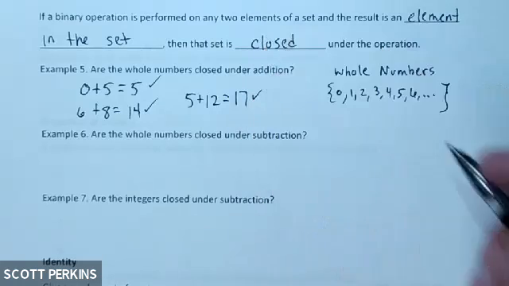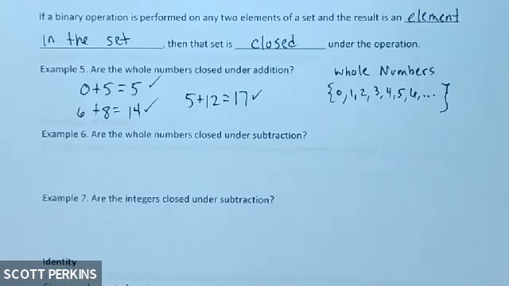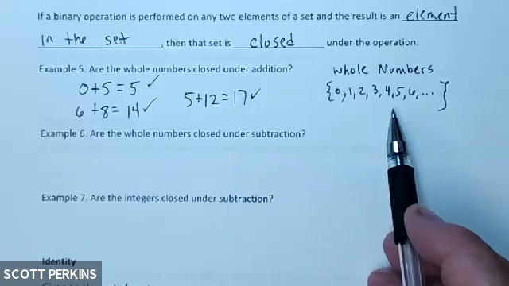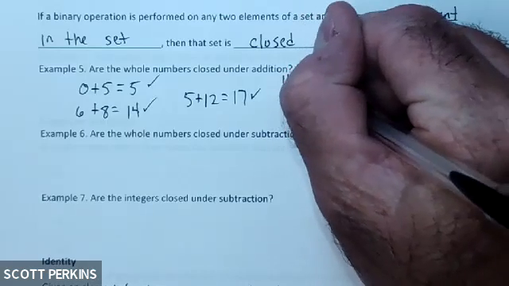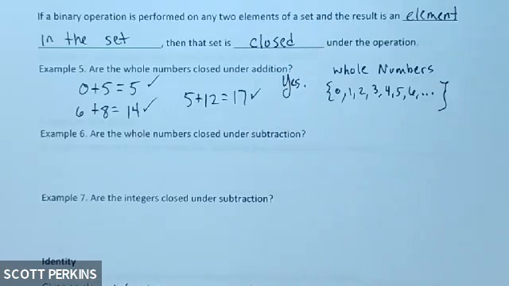So, again, we're not proving anything because I don't even have the mathematical capacity to prove it, but we have demonstrated. What is your suspicion? Are the whole numbers closed under addition? Yes or no? Yes. Anytime you pick two numbers in the whole numbers and you add them, you are going to get another whole number. So the answer to this is yes. The whole numbers are closed under addition. Great.